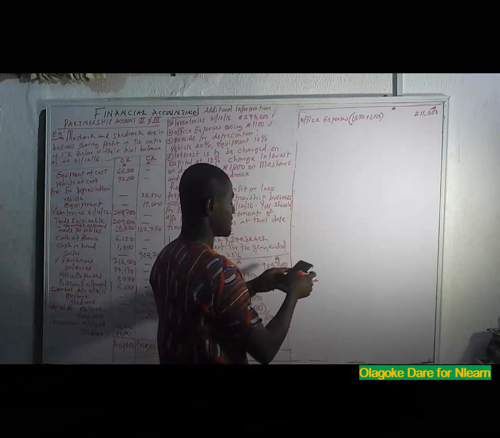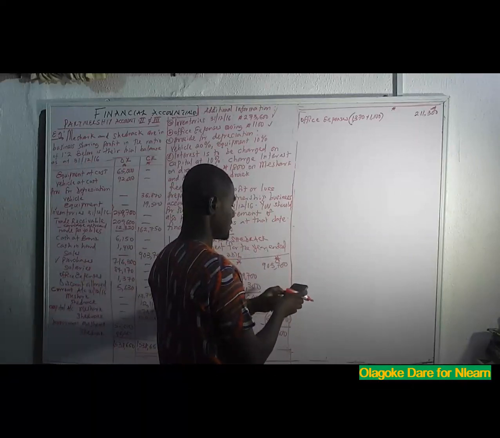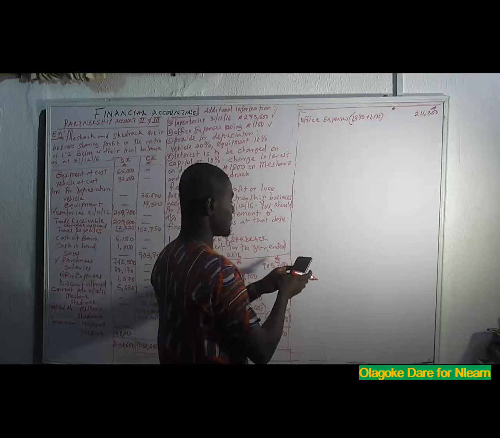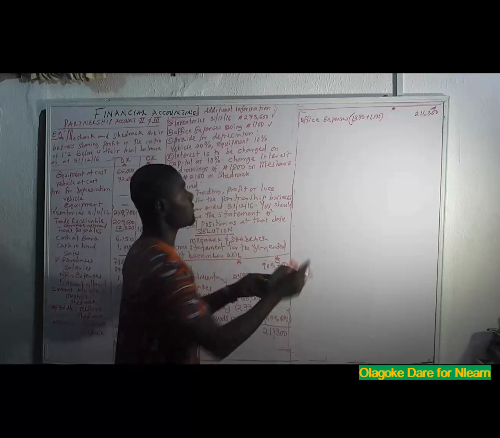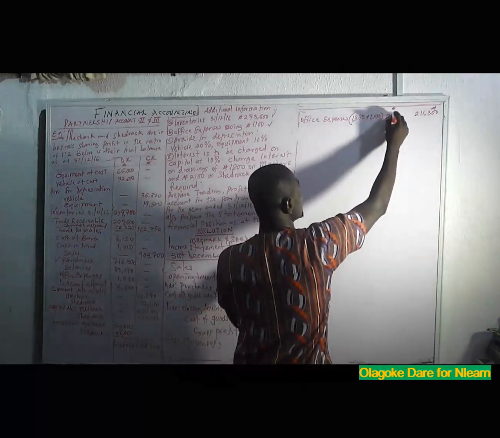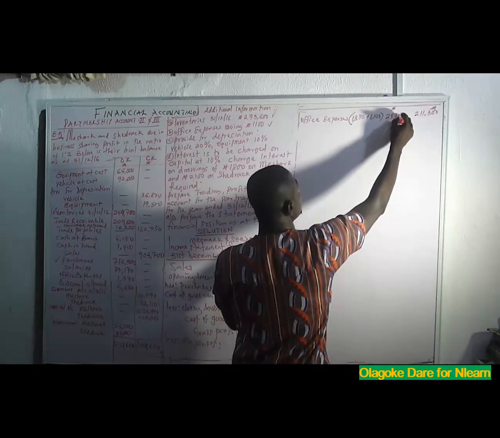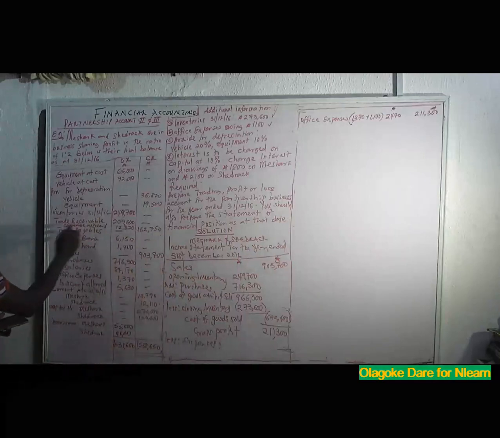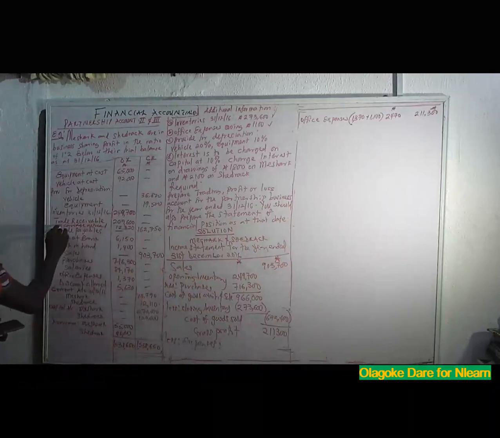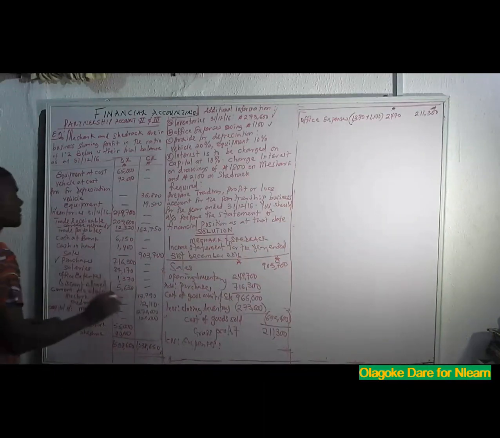$1,370 plus 1,100. So what we have is 2,470. So let's pick other expenditures we have. As you can see, we have carriage outward. I'll pick this. Carriage outwards picked.